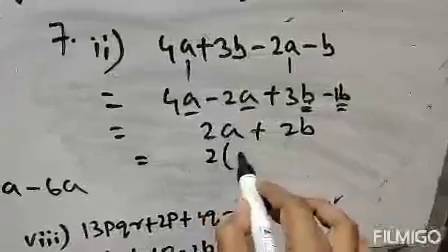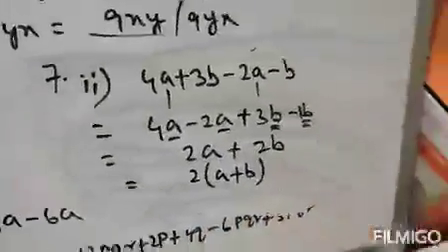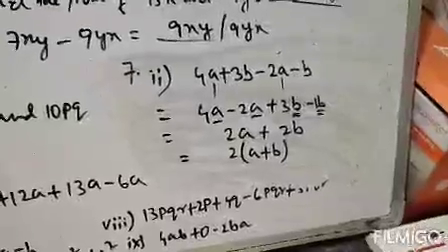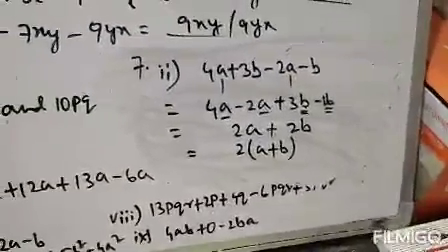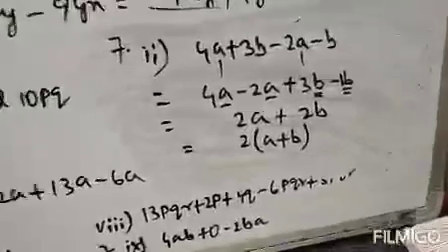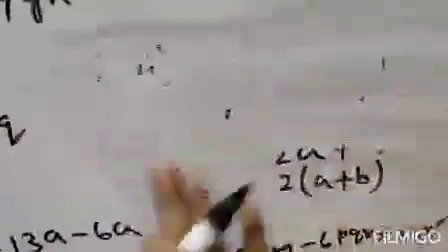So take 2 out as common, so 2(a plus b) is the answer. So 4a minus 2a gives you 2a and 3b minus b gives you 2b. Then take 2 as common, so a plus b. This is the answer. Next question.